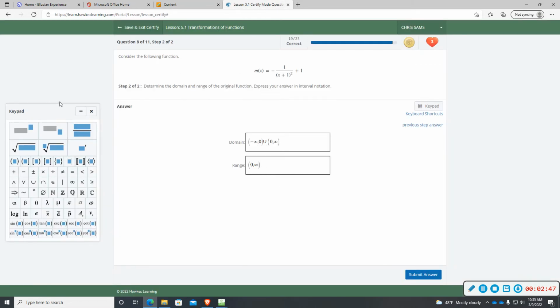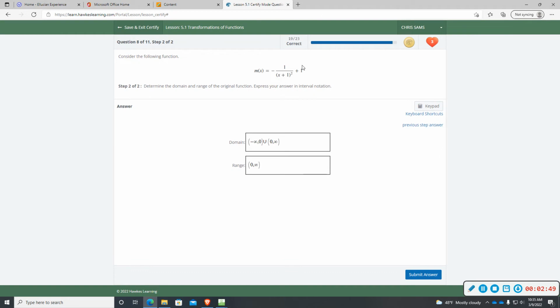Okay, so this is what we started with. Now, this gave us a shift left. Left indicates minus 1 or negative 1. So we go from 0 to negative 1 in both instances. Now, with our range, we had a couple things happen. It got shifted up, so we're going to start at 1 to infinity, but then this negative reflected it across the x. So instead of going up, your graph is now going down to negative infinity. So it's going from 1 to negative infinity.